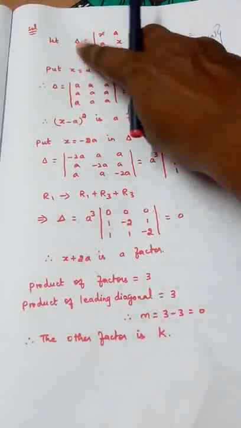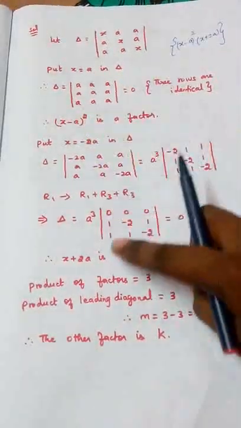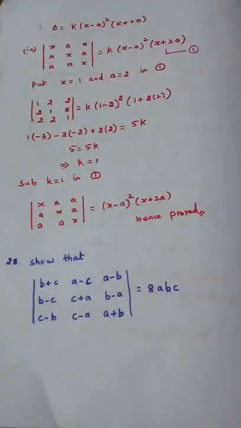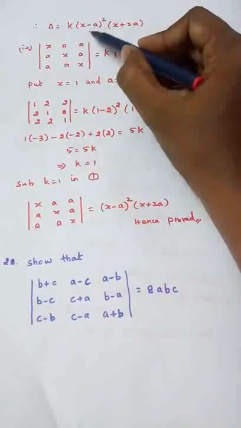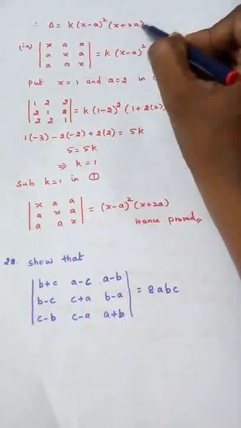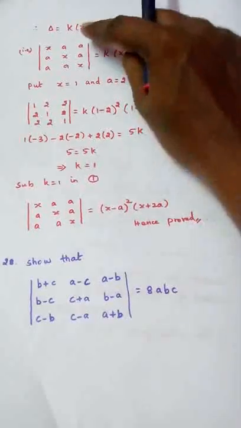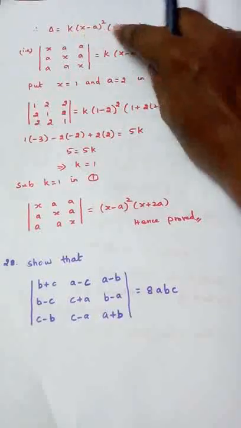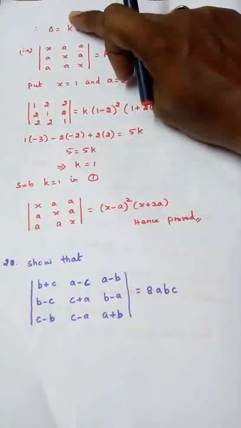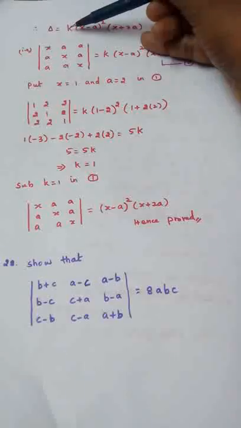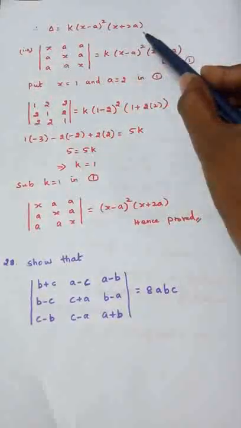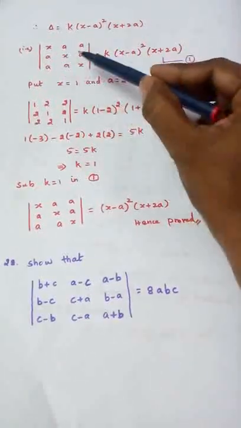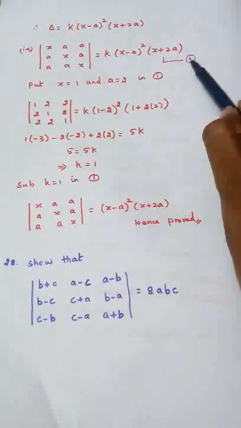So now I am going to write delta is equal to, this is one factor, this is another factor, k is another factor. So I can write delta as k into x minus a whole square, x plus 2a. This is one factor, this is another factor, the other factor is k. So delta can be written as these three factors. These two we found out. This we found out using m value. Since m is 0, the other factor is k. So now delta is written like this. Delta means the question given, x a a, a x a, a a x. This is delta. So delta is equal to this. This is taken as equation number 1.